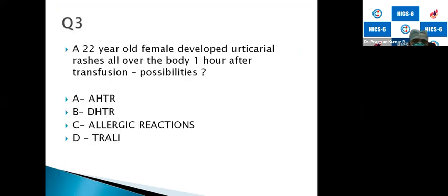falls when hemolysis occurs. Coming to the next: a 22-year-old female developing urticarial rashes all over the body 1 hour after transfusion. Possibility: choice A is acute hemolytic transfusion reaction, B is delayed hemolytic transfusion reaction, C is allergic reaction, D is transfusion associated lung injury. I'll just pause for 30 seconds for all of you to answer. Then, due to shortage of time, we'll go to the next slide.